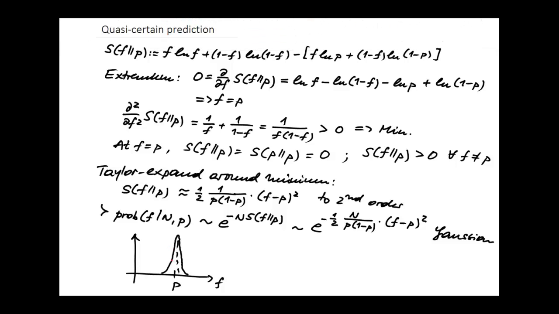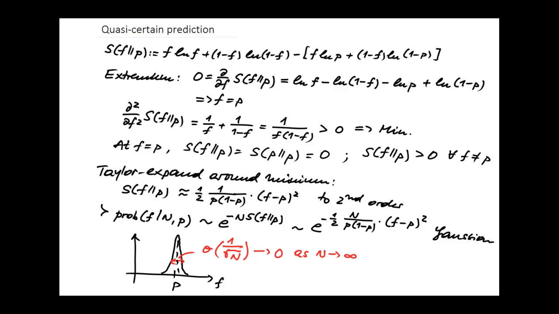and the width of this Gaussian... Remember the form of the Gaussian, that's e to the minus 1/2, and then you have f or x, whatever your variable is, minus the expectation value, in this case p, squared, and then divided by the standard deviation squared. So the standard deviation squared, or the variance of this Gaussian here, is p times 1 minus p divided by n. So the variance of the Gaussian goes like 1 over n, or the standard deviation goes like 1 over the square root of n. So the width of the Gaussian is of the order 1 over the square root of n, and this obviously goes to 0 as n goes to infinity.